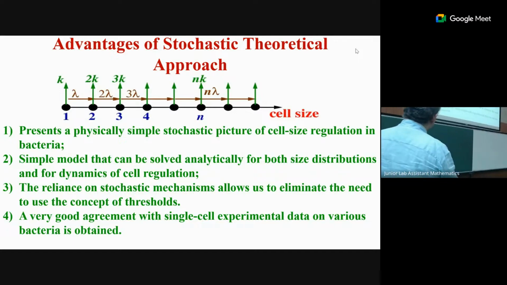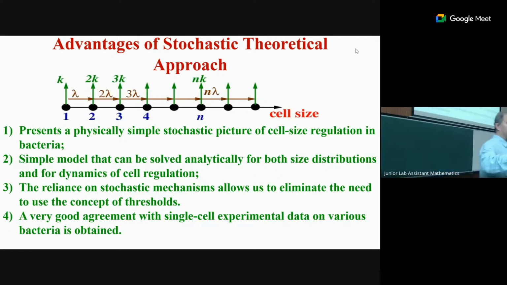Essentially, this reliance on stochastic mechanism eliminates the need to use the concept of a threshold. Threshold comes naturally. The models are coupled in the following way: the most probable division happens when lambda over k is added. When you add the same length, that's the most probable division. It stochastically will fluctuate, but the most probable will be a specific length. So it's a threshold behavior, a deterministic one, but obtained by stochastic means. So, excellent agreement with experimental data and many other things.